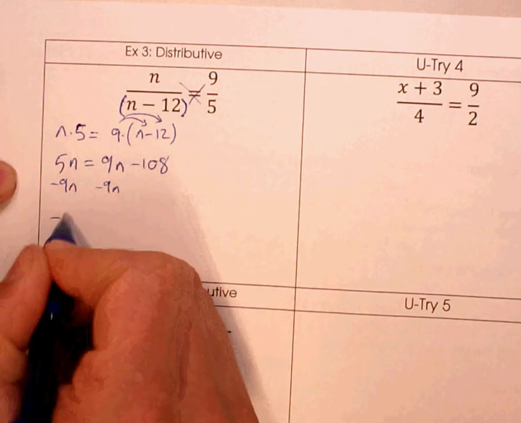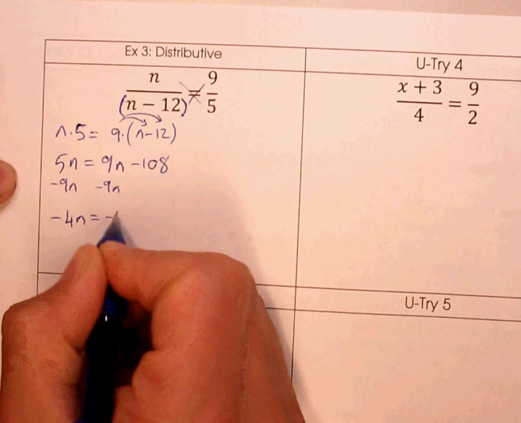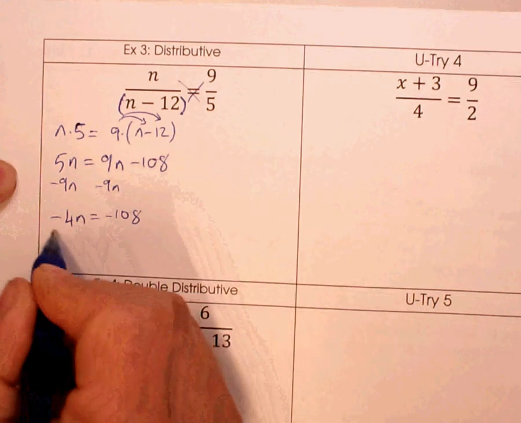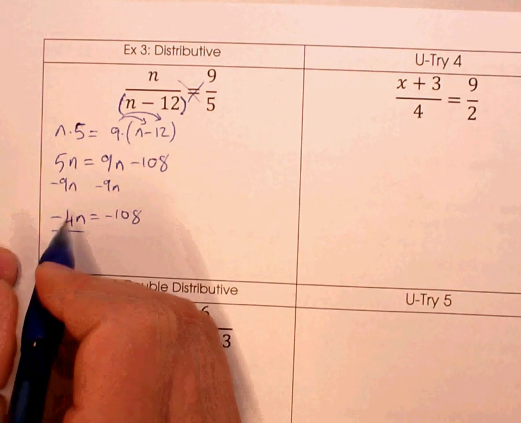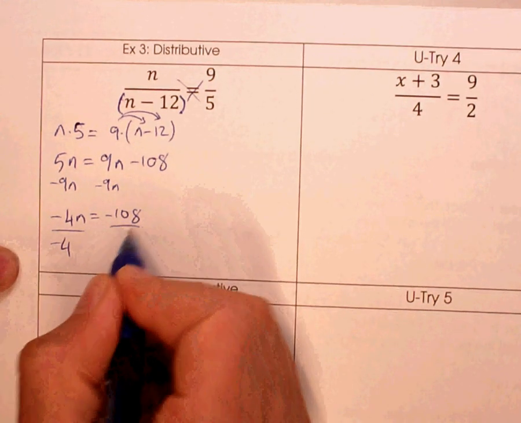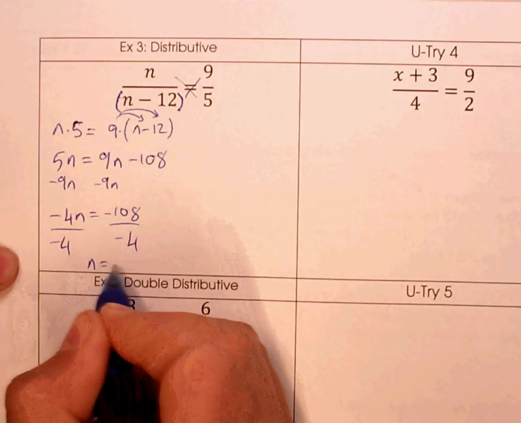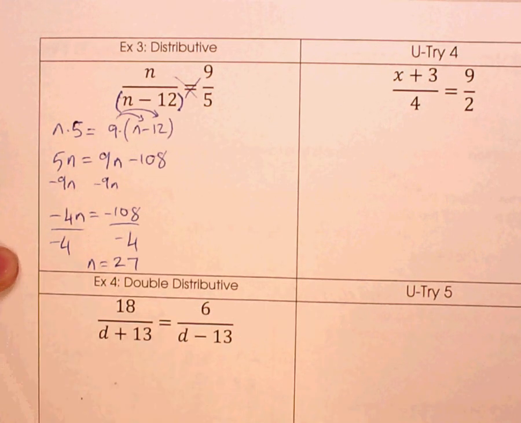We will have negative 4n is equal to negative 108. I want to leave the n alone, so I can divide each side by negative 4. Divide by negative 4. n will be equal to positive 27. I can do a check step by substituting this value back in the original equation. Here's your U-try.